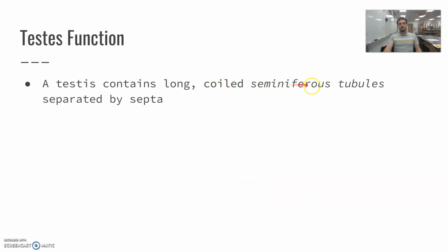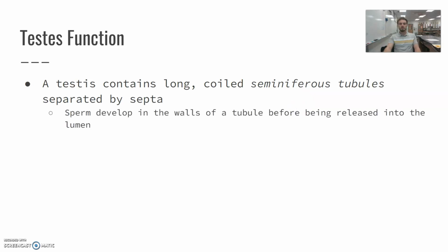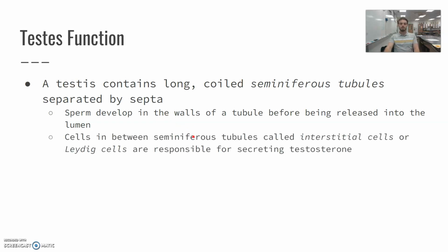So these seminiferous tubules are very long and very coiled tubes. They're going to be separated by septa, or septum, like we've mentioned other septa of the body before. The spermatozoa are going to develop in the walls of the seminiferous tubules, and then once they are formed, they're going to get released into the lumen, that empty space in between those tubules.